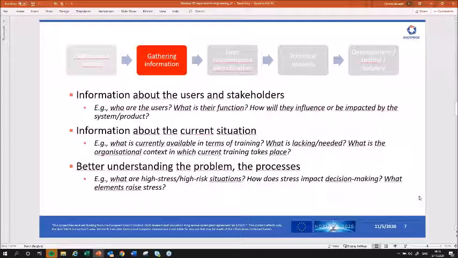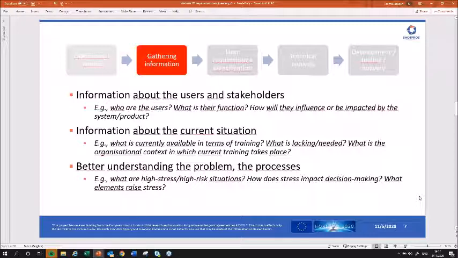For example, we need to know from users what, for them, are high risk, high stress situations. Can they think of situations in which they felt that they performed suboptimally, and how did the stress express itself, and how did it influence their decision making? Because sometimes stress can also be a positive influencer, it can make you more alert. So what's the difference? When does it become a negative impact on your decision making?